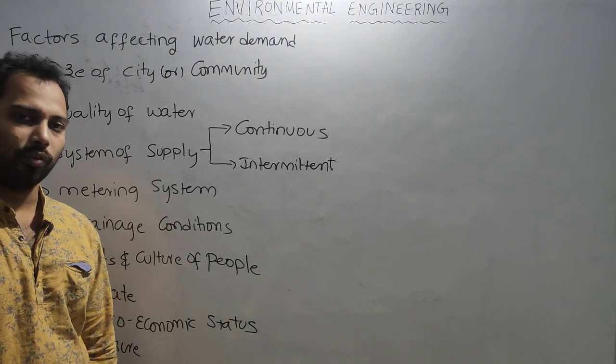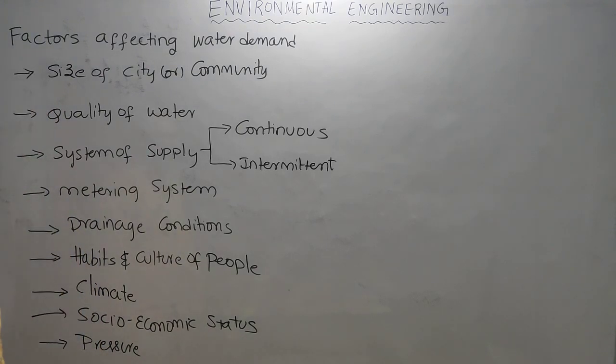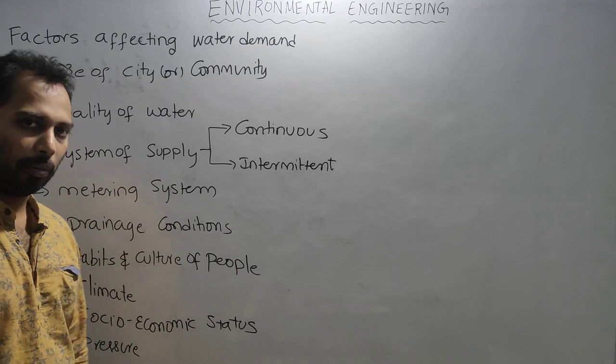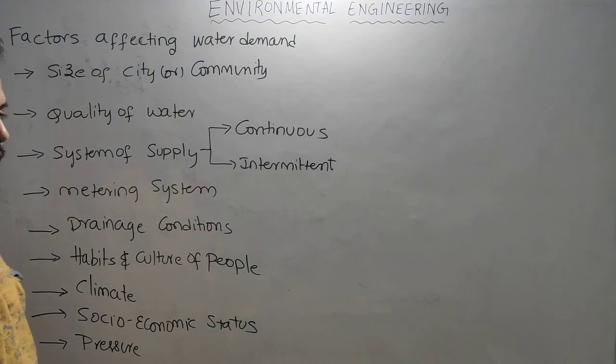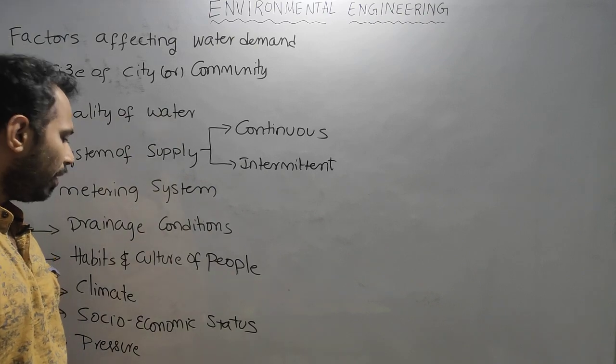In those cases, we generally cannot control the water. So when the pressure is more, the water consumption will be more and the water demand will be more. And when the pressure is less, the water demand will be less, because with less pressure the water comes very slowly. So that is why the demand will be very less.